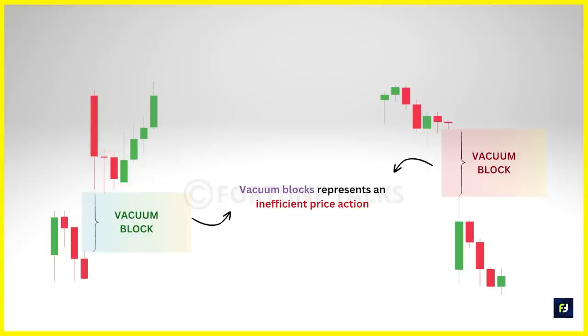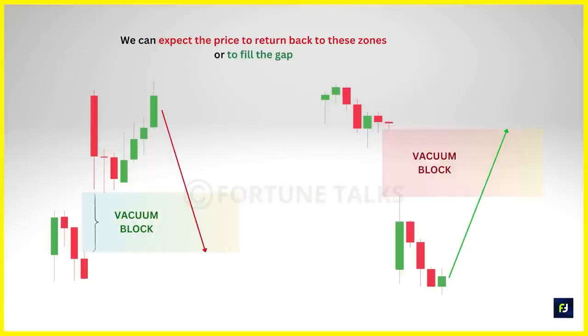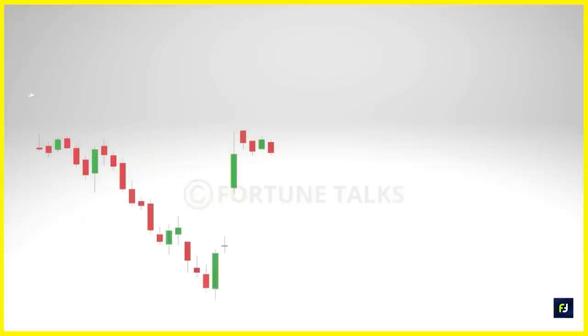vacuum blocks also represent inefficient price action. These vacuums are crucial in predicting future price movements as they often act as magnets, drawing the price back to these zones for a retest or to fill the gap. Let me explain this. In practical trading, a vacuum block operates by leveraging the market psychology behind sudden price movements. When price rapidly moves away from a certain level, it often leaves behind a region with little or no trading activity. This is a vacuum block.